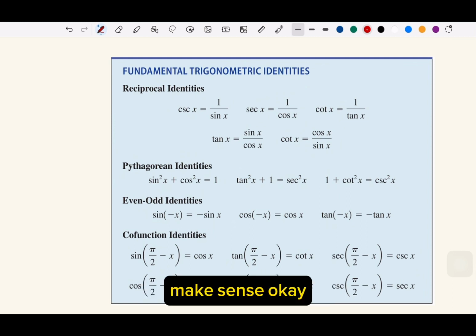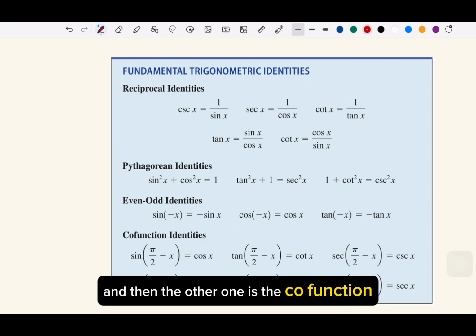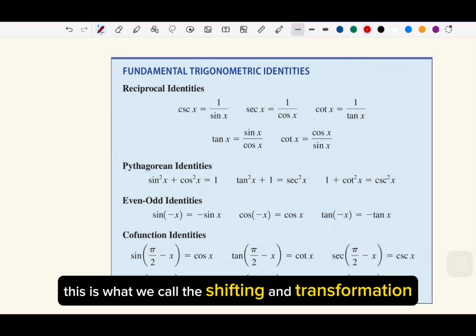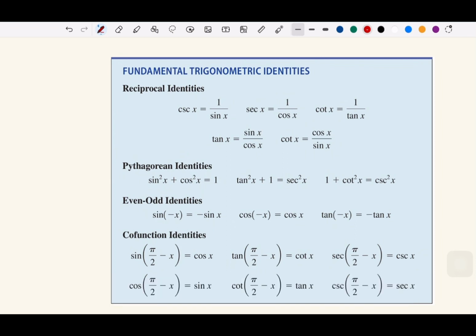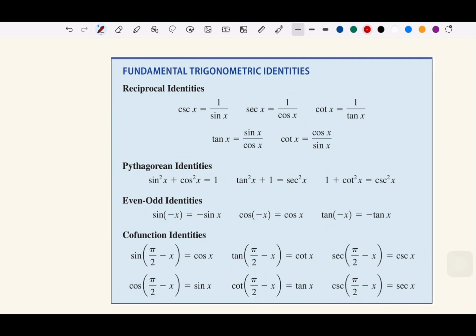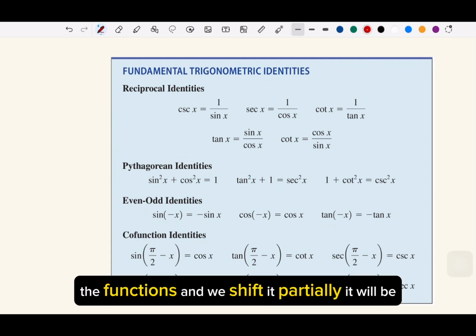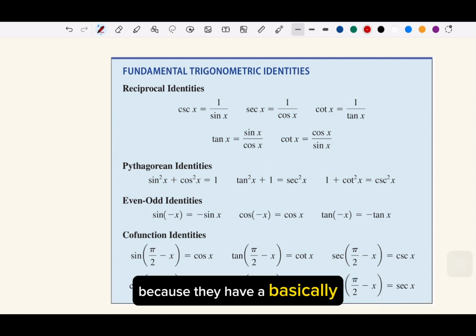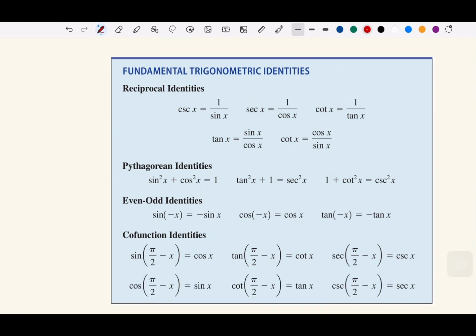Okay, makes sense. And then the other one is the cofunction identity, which is basically what we call the shifting or transformation of the function. Sine and cosine: if you shift the function horizontally, it will change sine to cosine, because they are basically complementary to each other. And then similarly with the other ones as well.